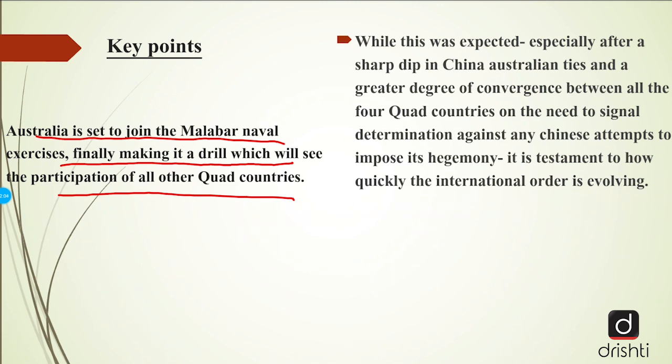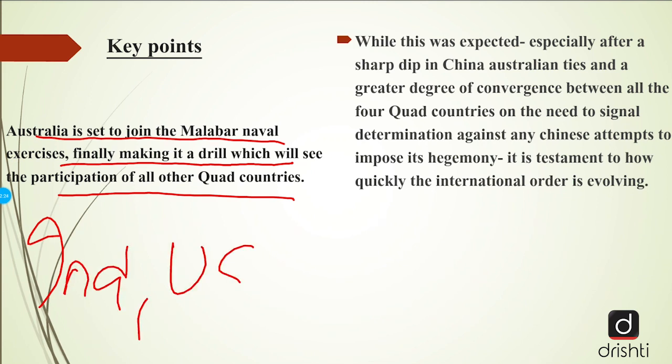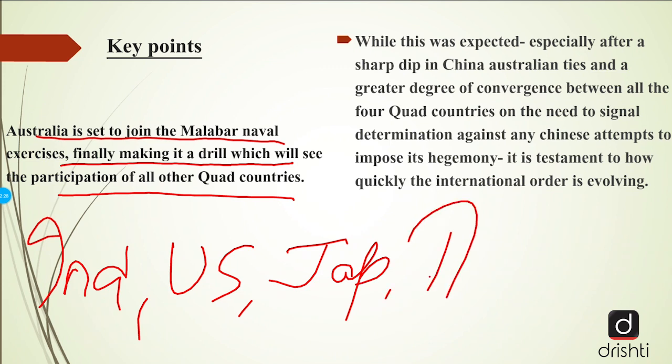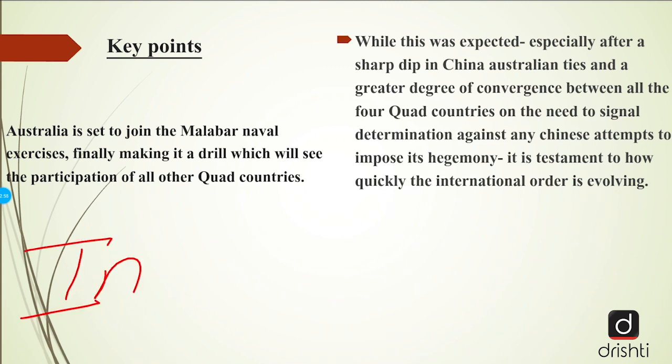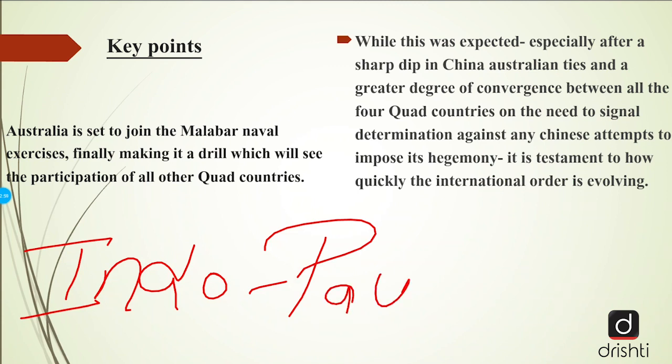Now here we have a mention of Quad nations. So Quad countries, basically Quad is a group of 4 countries and it means quadrilateral security dialogue. Now it is an informal strategic dialogue between 4 countries which are India, US, Japan and Australia. Now, if Australia participates in the Malabar naval exercises, we can say that all the Quad nations are together participating in this maritime exercise. Now, the objective of the Quad is to ensure and support a free, open and prosperous Indo-Pacific region. It is to be noted that primarily the focus is on the Indo-Pacific region.